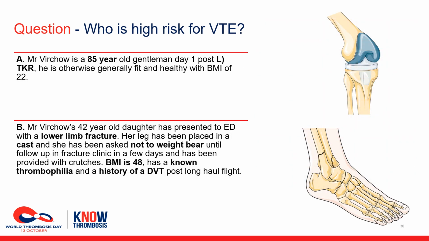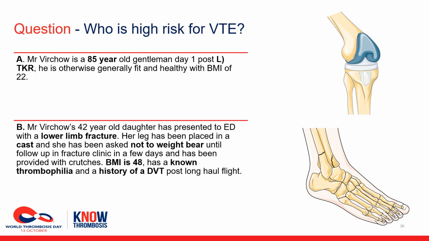Right. Yeah, they're probably both would be seen as high risk. Mr. Virchow's an 85-year-old gentleman. Any major surgery over the age of about 40 is putting you at higher risk, and certainly left total knee replacement, a lower limb orthopedic operation, is seen as a high risk operation in regards to VTE risk. So although he's pretty generally fit and healthy and his BMI is fine, he would still be high risk just because of his admission reason, and that is because of the operation he's going for.